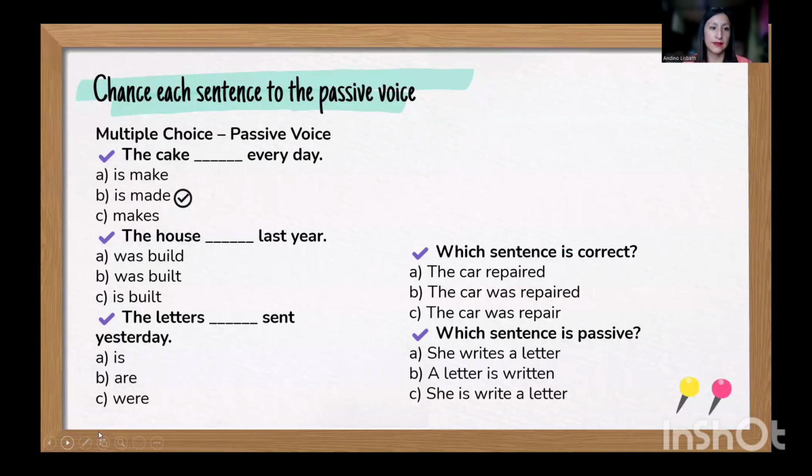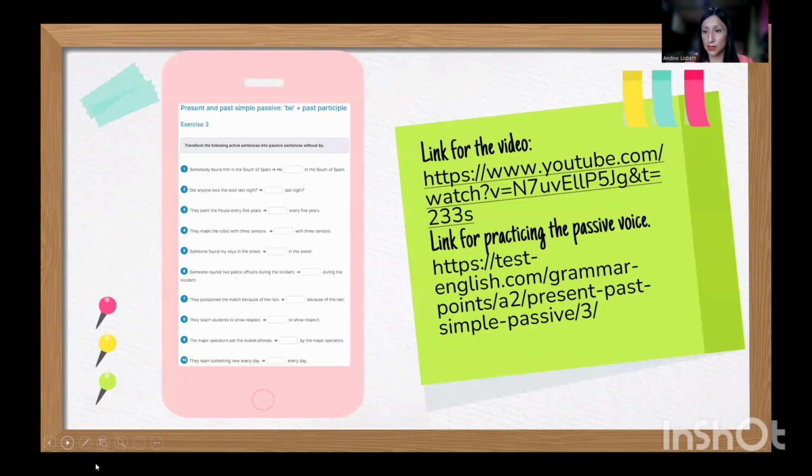Number one, the cake is made every day. Number two, the house was built last year. Perfect. Number three, the letters were sent yesterday. Well done. Okay, number four, which sentence is correct? Letter B, the car was repaired. Well done. And finally, which sentence is passive? Letter B, a letter is written. Well done, guys.